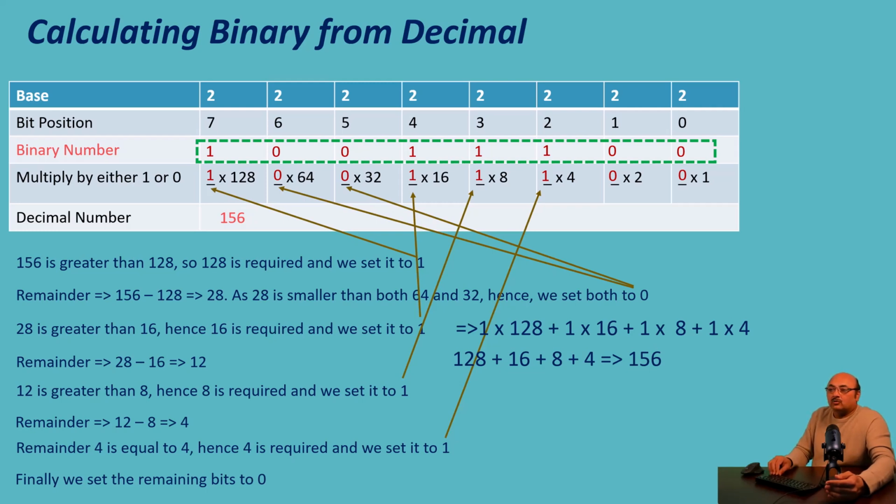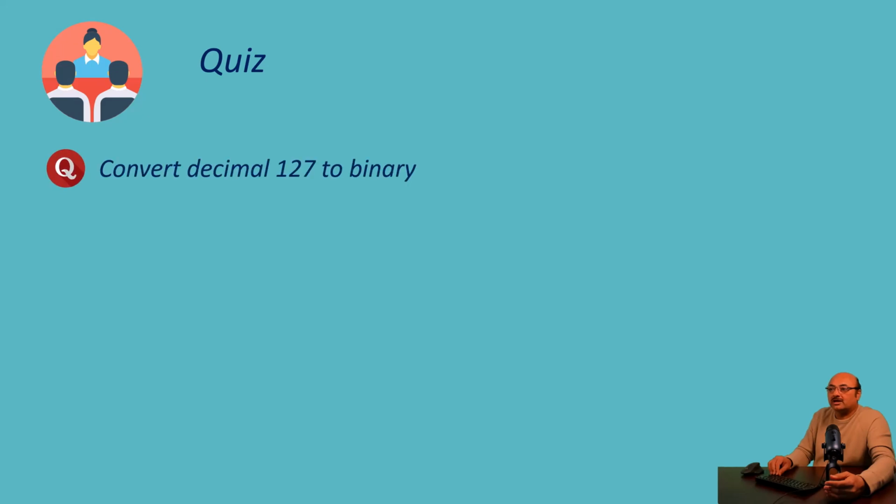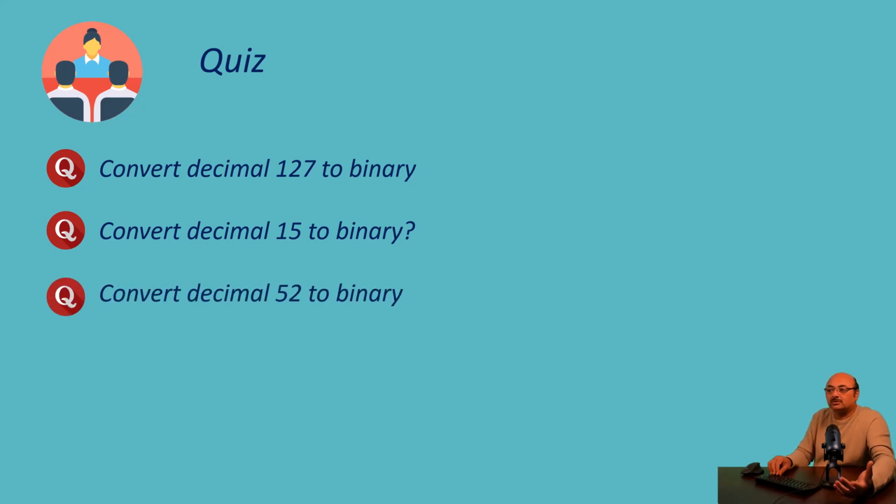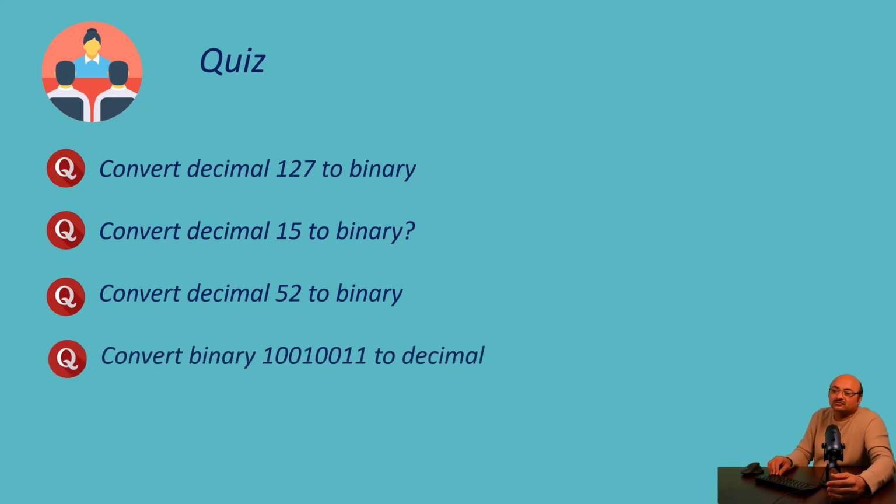All right. I want to end this session by giving some simple quiz questions for you to try out. See if you can do these comfortably. If not, come back and revise this and you should be able to complete them. Convert decimal 127 to binary, convert decimal 15 to binary, convert decimal 52 to binary, and for a change, convert binary 10010011 to decimal. Try these out, and if you are able to successfully complete them, then you can say that you have a good grasp of the topic.